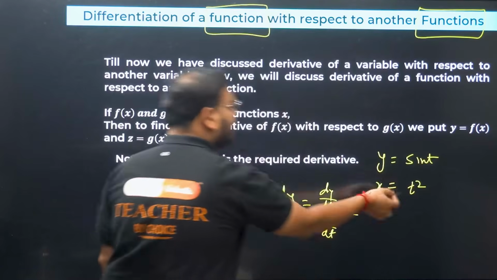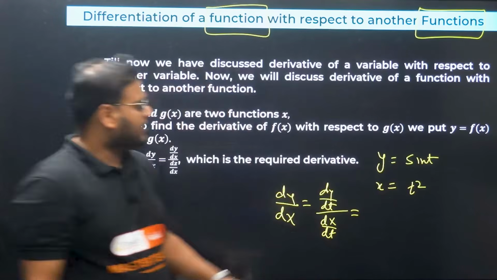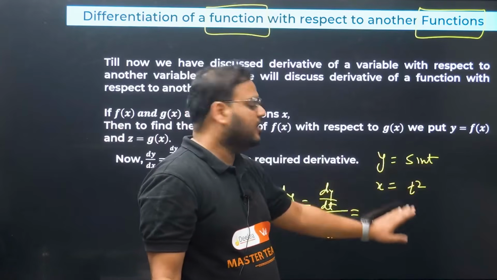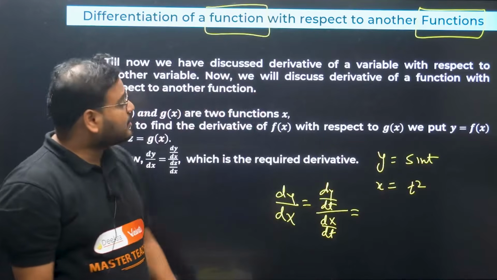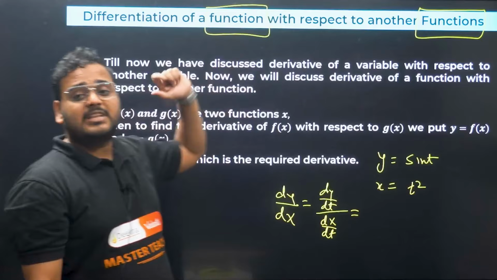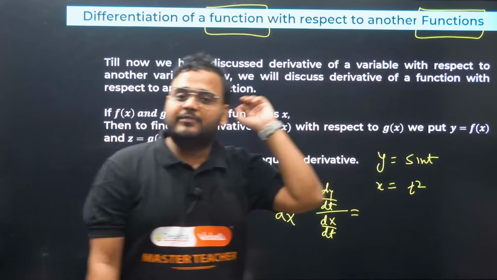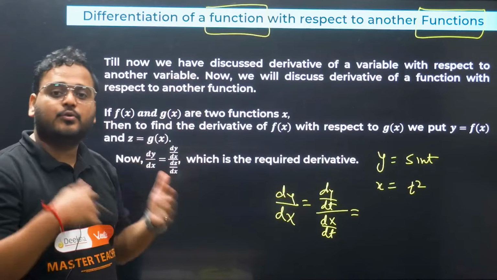But you can see here the functions are different, isn't it? The function is sine, a trigonometric function, and here we have a polynomial function. So they can ask you to differentiate a given function with respect to another function. So I have taken a question on this also. I'll explain it to you with the help of that.